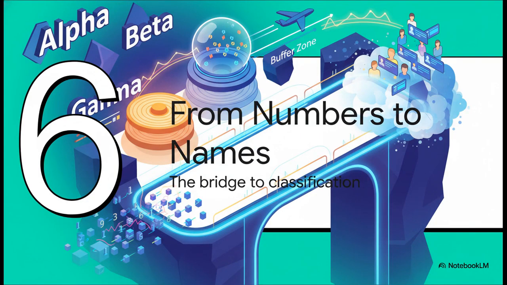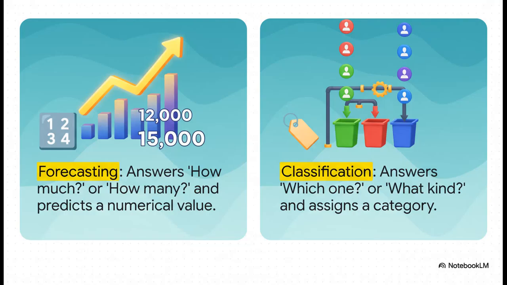All right, we have covered a ton of ground. We've figured out how to choose a model, we understand the critical importance of the data's heartbeat, and we know how to build, stress test, and diagnose a forecast right inside Excel. So now let's build a bridge to what comes next. Let's talk about going from numbers to names. So everything we've talked about up to this point, that's forecasting. It's all about answering questions like how much or how many.